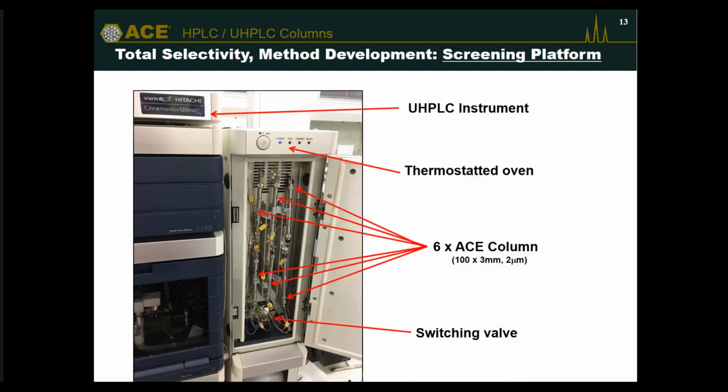So here you can see a picture of the instrument that's used in my lab. It's a UHPLC capable instrument, and you can see we have a column compartment next to the instrument with 6 columns in, and we use a typical format of 100 by 3 millimeter, 2 micron. We found this to be the best format because it allows us speed for column screening, but it means we can also translate the separation to HPLC or UHPLC as necessary.